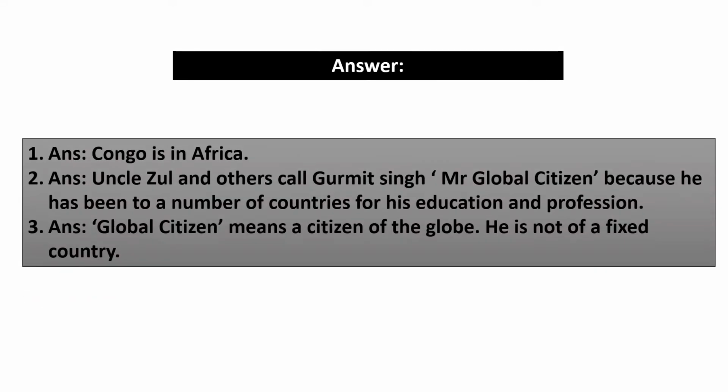So, dear learners, have you completed the answers? I think you have done it. I am also giving you the answer. You just match with me. Number one, Congo is in Africa. Number two, Uncle Jule and others call Gurmeet Singh Mr. Global Citizen because he has been to a number of countries for his education and profession. Number three, global citizen means a citizen of the globe. He is not of a fixed country.